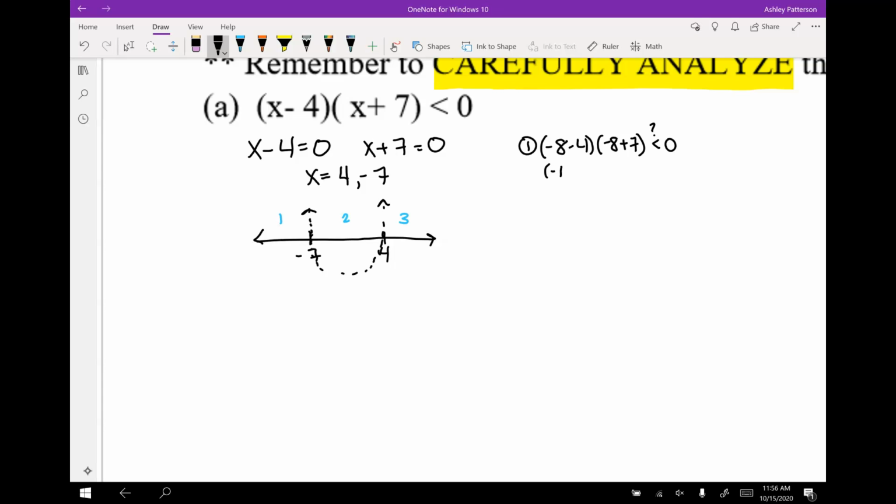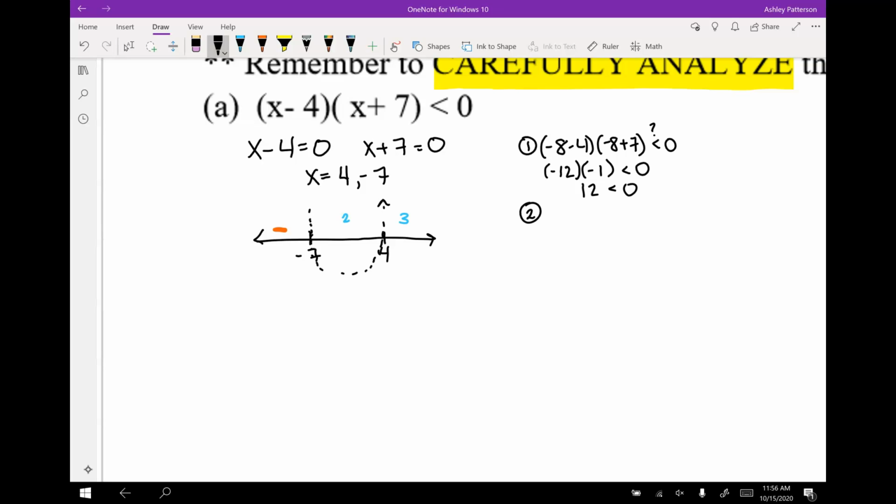Well, that leaves us with negative 12 times negative 1. And it shows us that 12 is less than 0. So that's not actually making the inequality true. Therefore, as a reminder, I'm going to put a minus sign to the left of negative 7, showing me solutions don't exist here.